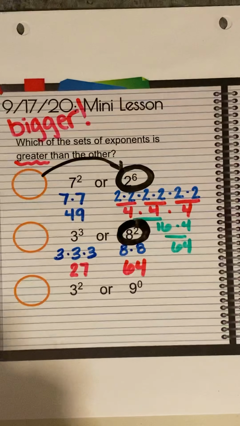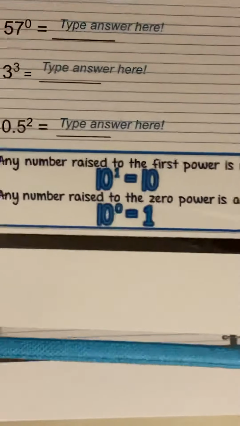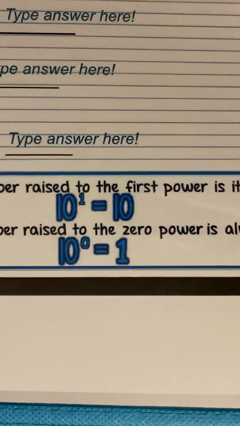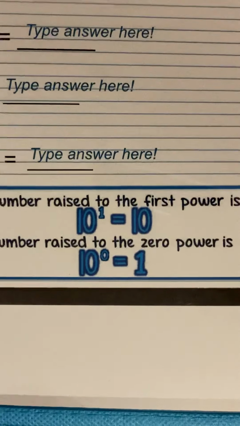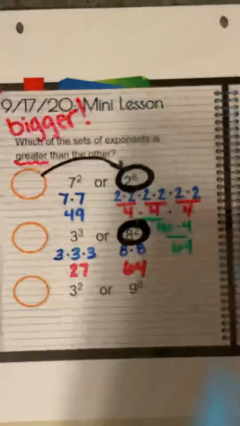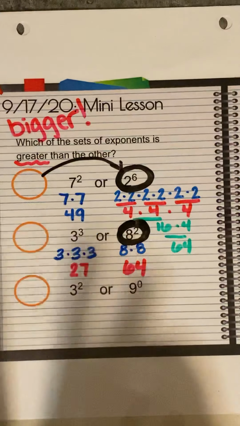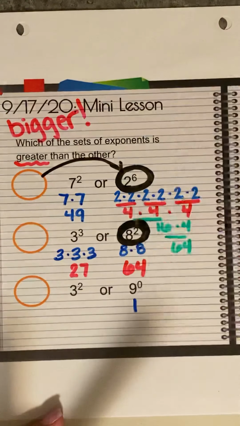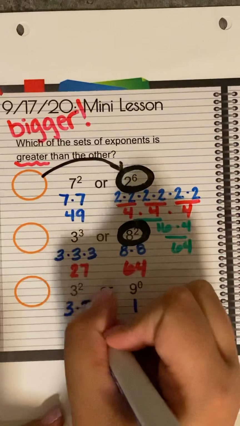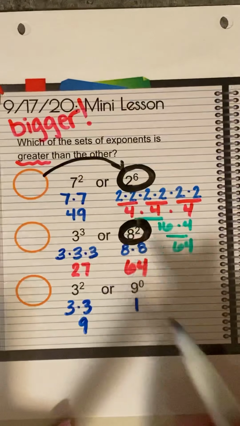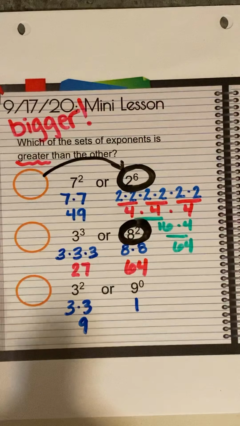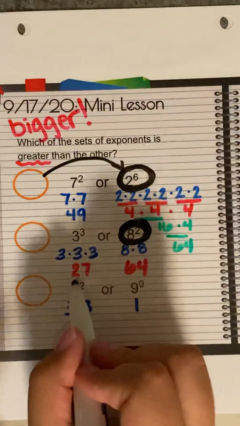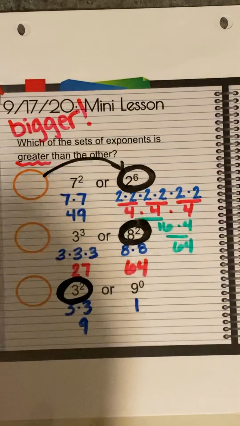Next one. 3 squared or 3 to the 2nd power or 9 to the 0 power. Ooh! Do you remember anything to the 0 power? So if I show you this, anything to the 0 power is always going to be what? 1. Anything to the 0 power is going to be 1. So 9 to the 0 power is just 1. 3 squared means 3 times 3, which is 9. So is 9 or 1 greater? 9 is greater. So we're going to circle the first one. Put that circle over the first one.